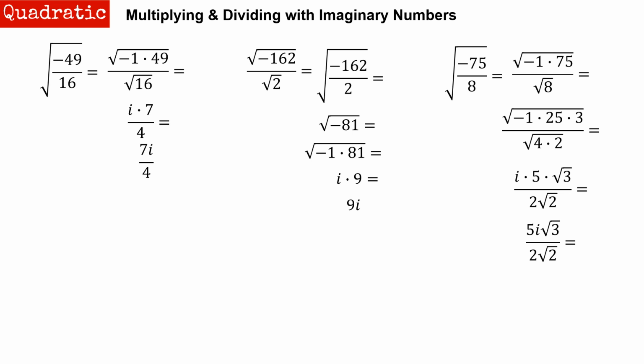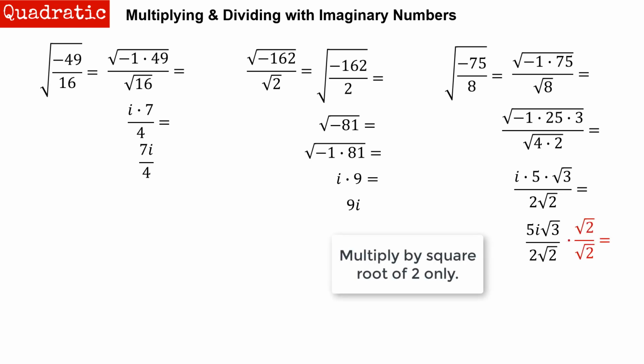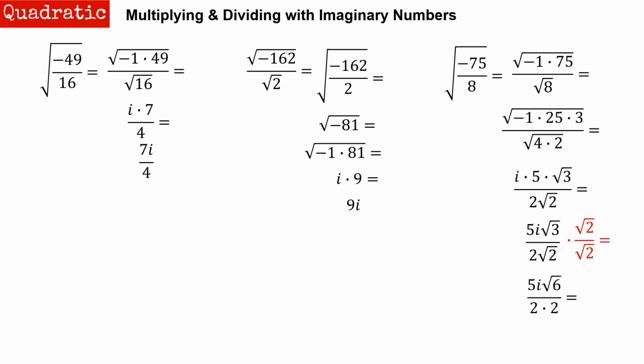Can we have a square root in the denominator? Nope. So what we have to do, hopefully you remember, is multiply by the denominator. So we're going to multiply by the square root of 2 over the square root of 2. That gives us 5i, the square root of 6, over 2 times 2. Where did I get this second 2 from? Well, the square root of 2 times the square root of 2 is the square root of 4, and the square root of 4 is 2. That leaves us with 5i, the square root of 6, over 4.